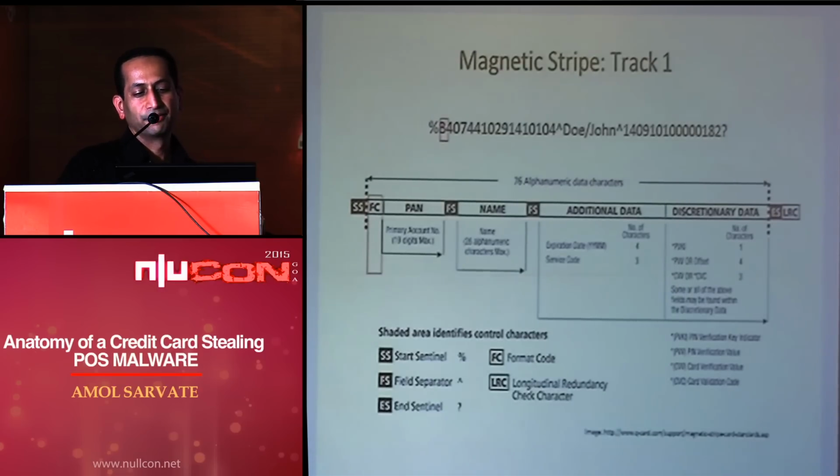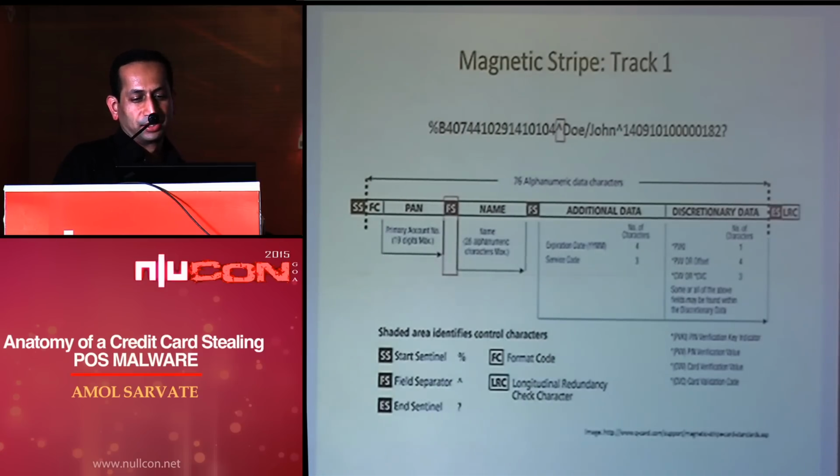Then it has a field separator. Most of you have developed some code or some script, so this should not be too foreign. The field separator is just telling you that there are multiple fields that will be here, and this is the field separator. Then what you have is your PAN, or the primary account number. That's the 19-digit credit card number that you see in front of your card. It's also stored on your magnetic stripe.